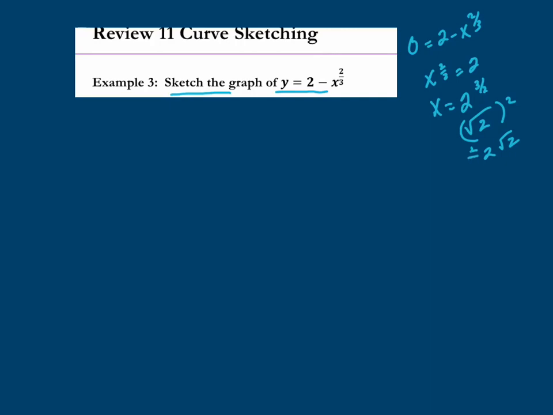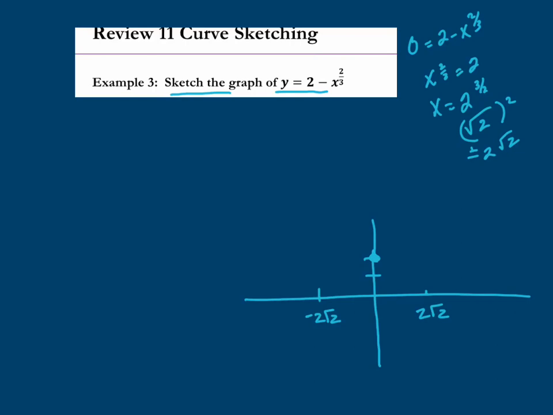So we have some zeros where, I'm going to put the graph right here. So I know I have a zero at 2 square root of 2 and negative 2 square root of 2. Okay, so let's see if there's a y-intercept, and if x is 0, y is 2. So we know we have a y-intercept at (0, 2), so I can put that point in there. All right, so now let's take the first derivative.